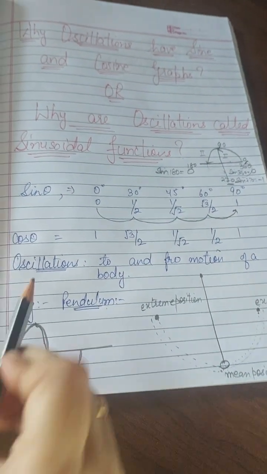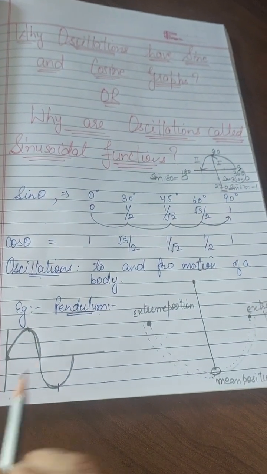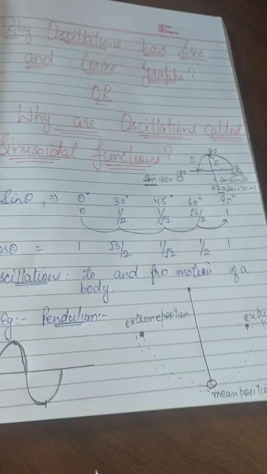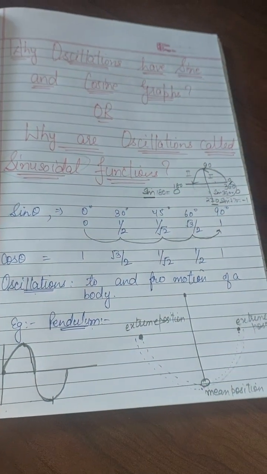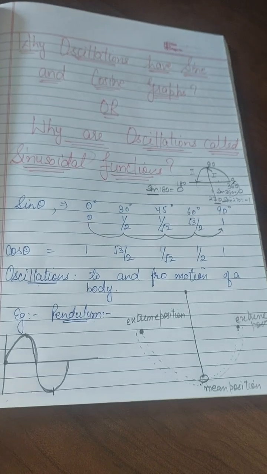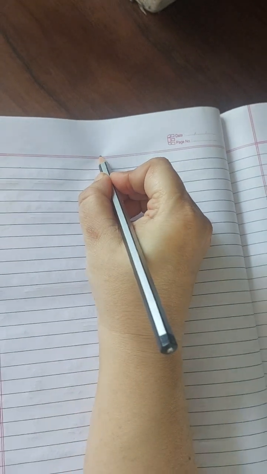Why is the graph of oscillation a sine theta graph, and why do we take it as sine theta functions or sinusoidal functions? That is the explanation of sine theta. Now I will explain the cos theta. In case of cos theta, what will happen?